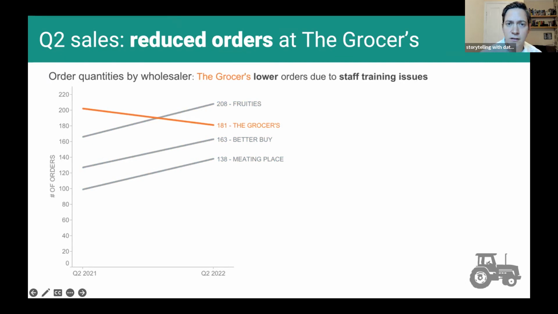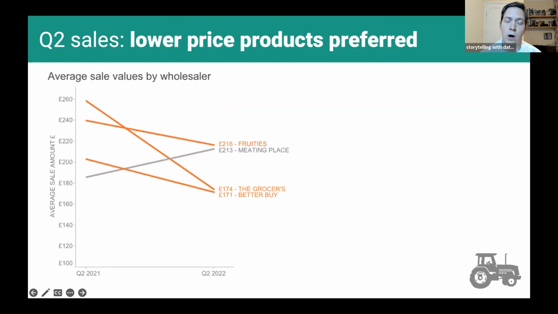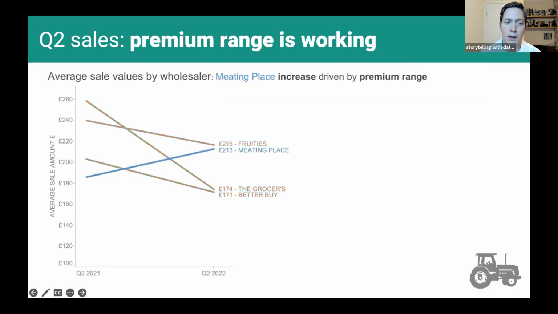But if our order quantities are increasing, how is it that our overall sales were down £2,000 on that quarter last year? Well, the reason can only be the average sale price was decreasing. So we took a look at that in a bit more detail. So we compared our average sale values from that last year's Q2 to this year's Q2. And indeed, we could see that 3 of our 4 wholesalers had that decrease, and just one, the meeting place, was able to increase its average sales. We know why this happened. This is due to the introduction of a premium quality meat range.